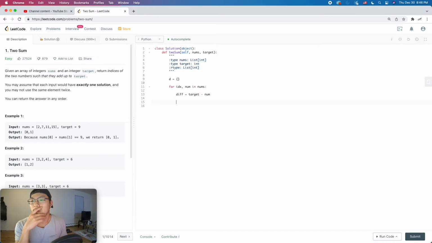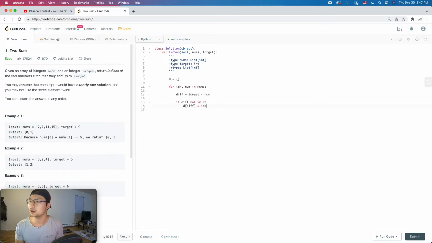So let's say if difference not in the dictionary, then we'll store that difference. So difference was 5, right? 8 minus 3 equals 5. So that's going to be dictionary difference. 5 is going to equal the index where we're at right now, because the number that gave us that difference is at that index, right?